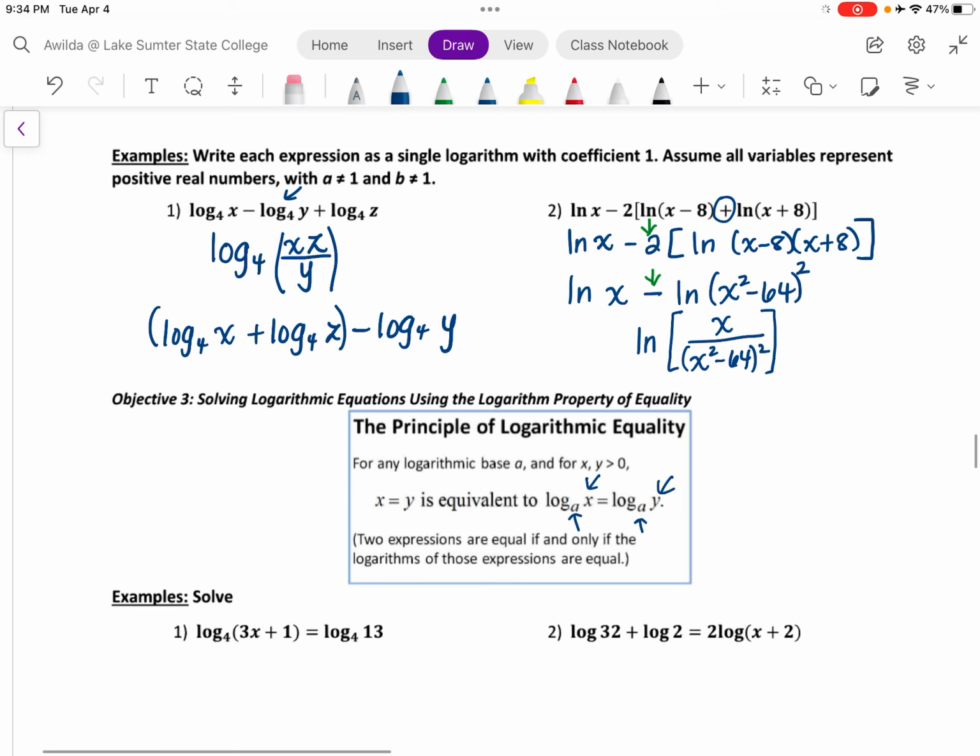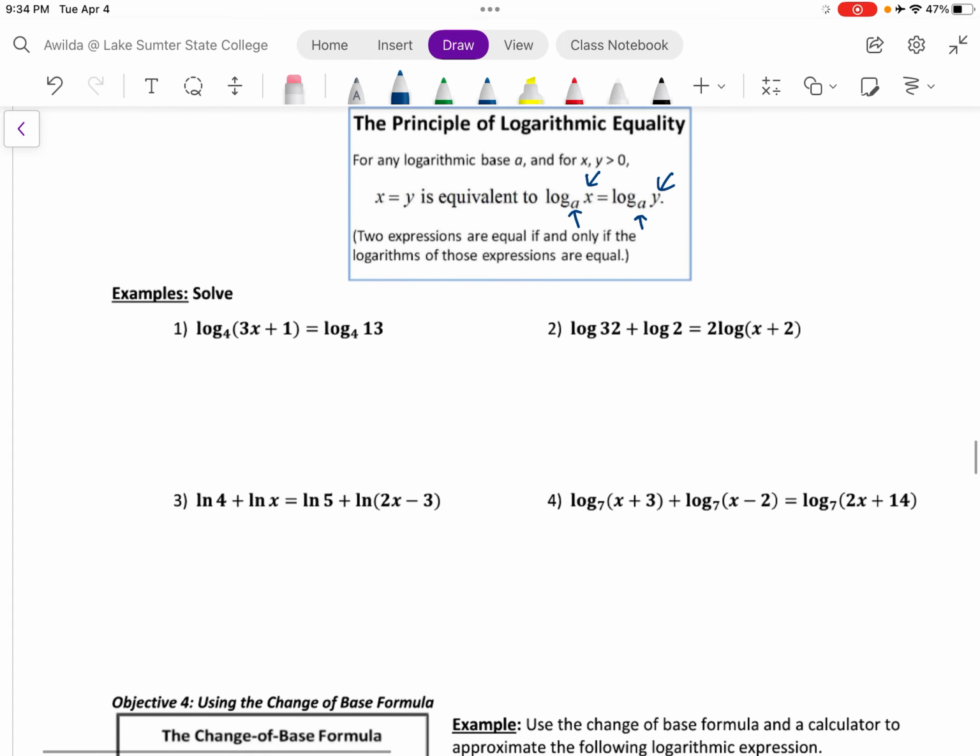Let's use this principle to work on these next 4 examples. First, we have logarithm base 4 of 3x plus 1 is equal to logarithm base 4 of 13. The logarithms are equal with equal bases, therefore their arguments must also be equal. This gives us the linear equation 3x plus 1 is equal to 13. Solving for x, we get that x is equal to 4.